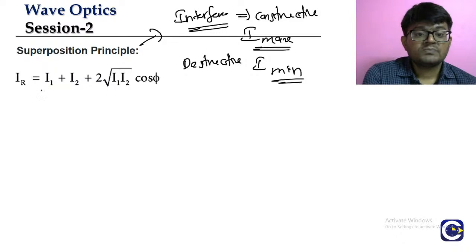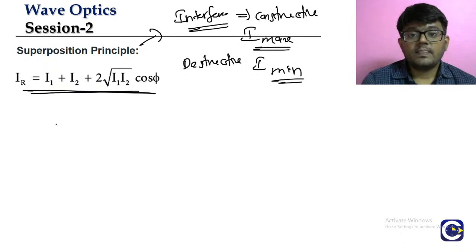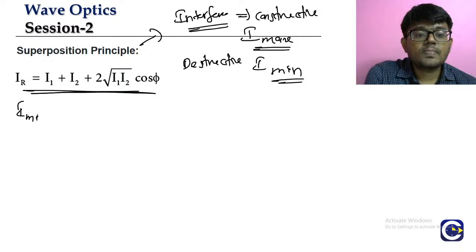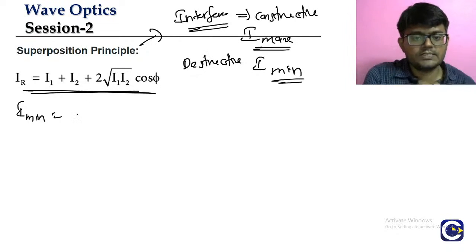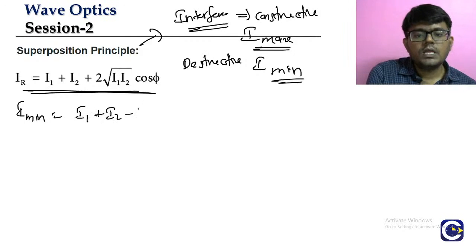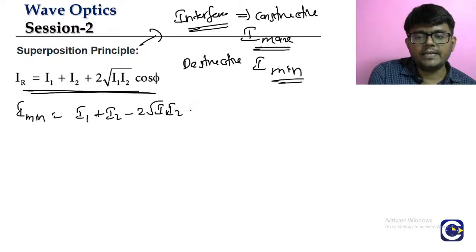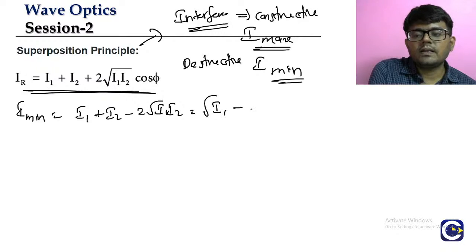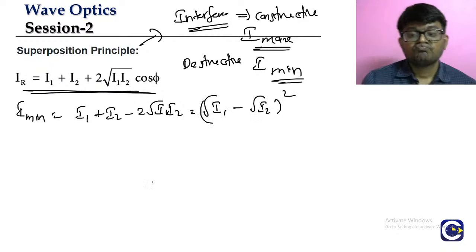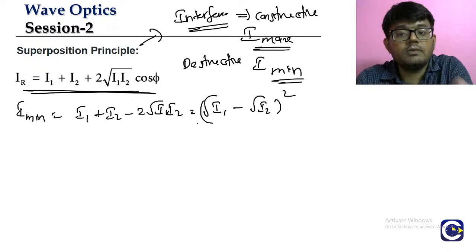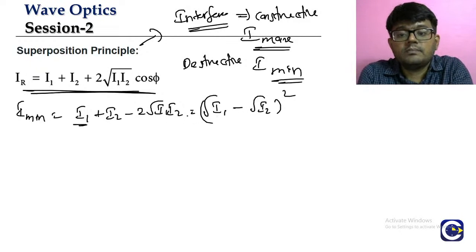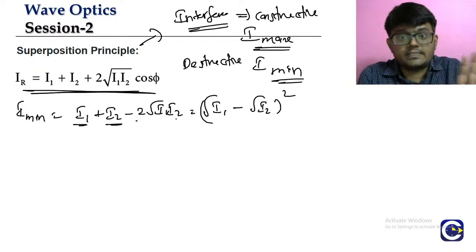So look at this now. This is the resultant wave intensity formula. In this, we will get IR minimum when cos phi is -1. So what is it going to be? I1 plus I2 minus 2 root of I1 I2. You know what this is basically? That is root I1 minus root I2 the whole square. Check it. If you take root I1 minus root I2 the whole square, it will be x square plus y square minus 2xy. That's it. That is I minimum.